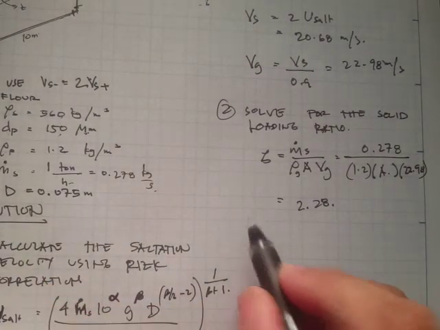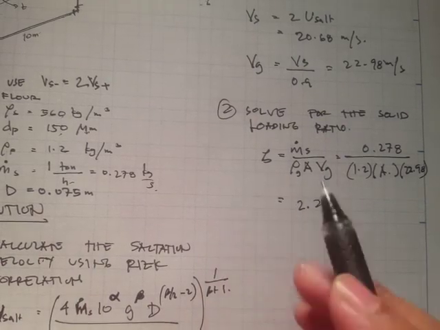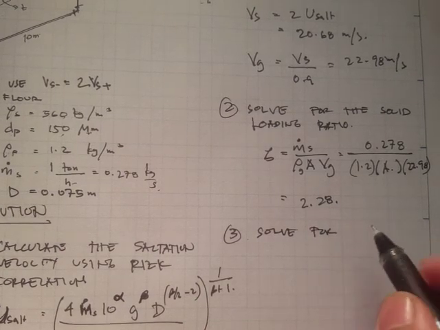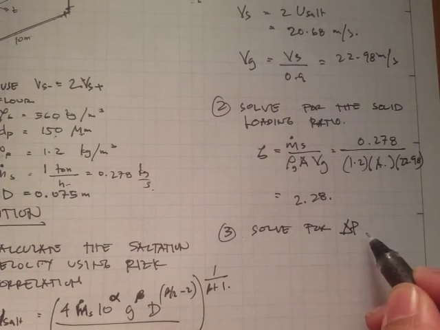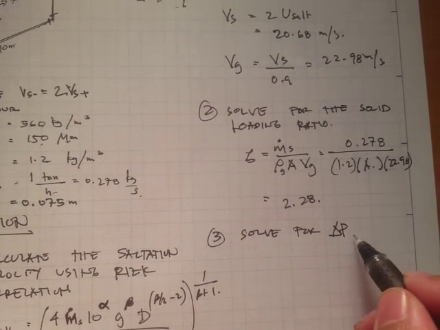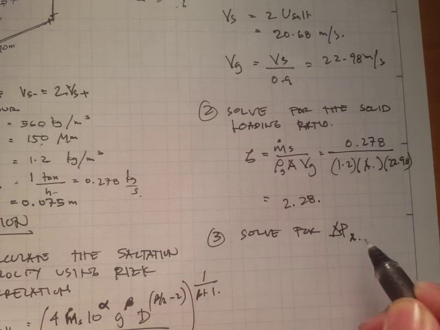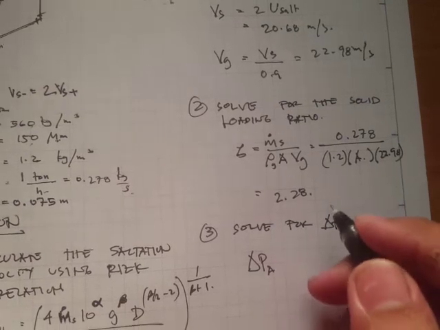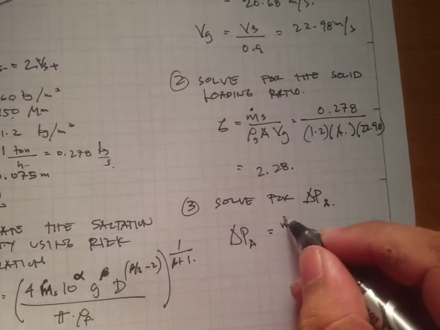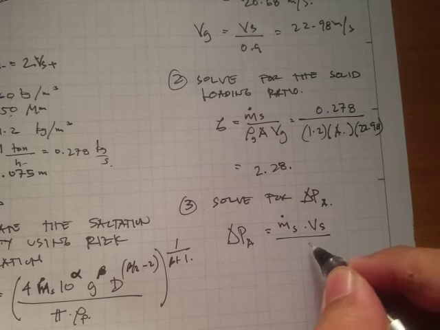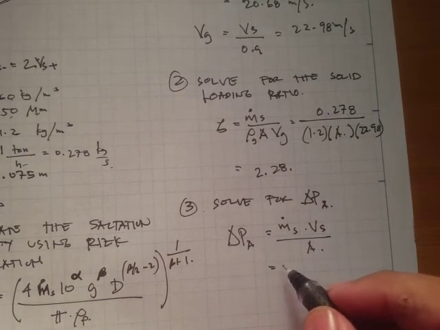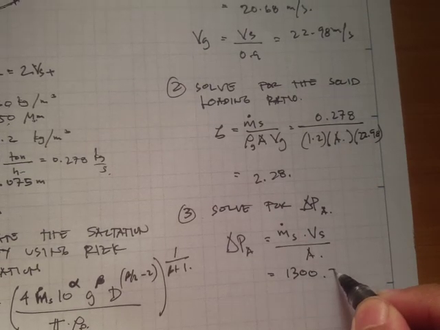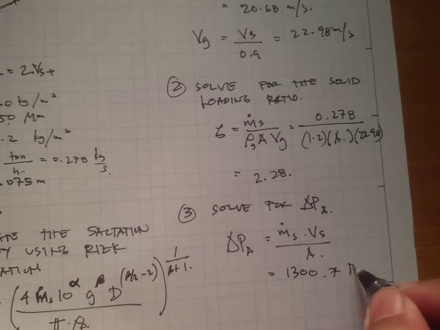Okay, so the next step, once you have the solid loading and the diameter, is to solve for delta P, the pressure drop due to the acceleration of solids, delta P sub A. Delta P sub A is just equal to the mass flow rate of the solids times the velocity of the solids divided by the area. If you substitute all the values, what you get is 1,300.7 pascals.